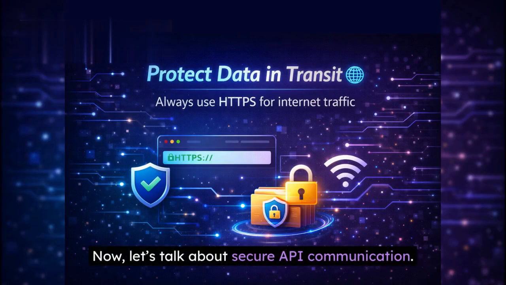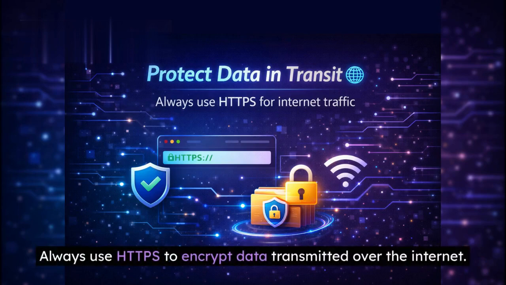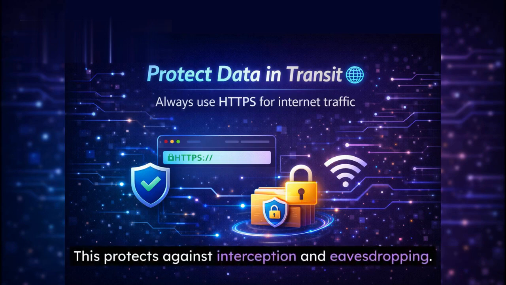Now, let's talk about secure API communication. Always use HTTPS to encrypt data transmitted over the Internet. This protects against interception and eavesdropping.